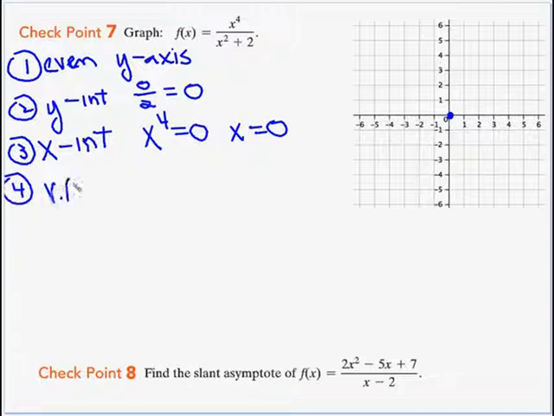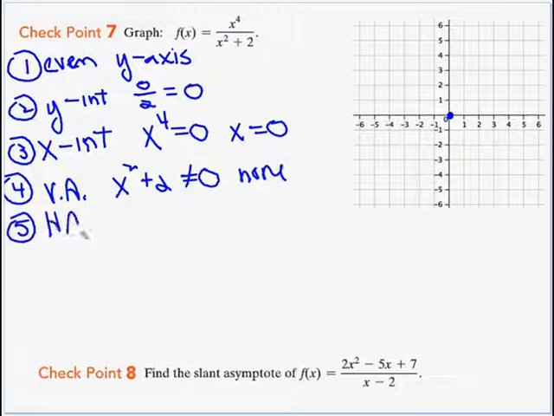Number 4, vertical asymptotes. Where does my denominator equal 0? X squared plus 2 will never equal 0, so there are none. How about horizontal asymptotes? My numerator is much more powerful, so there will be no horizontal asymptotes. And I can just graph a few other points.